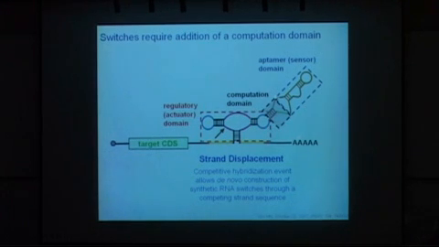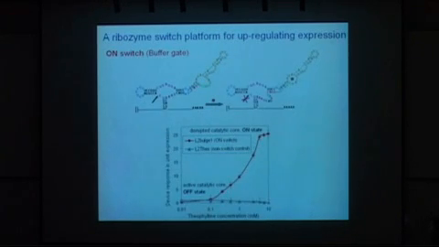By using this type of mechanism, it allows us to rationally or forward design the types of devices that I'm going to show you here today. So this was the first type of device that we built, and we would call this an on-switch or a buffer gate. An on-switch is basically going to take our input concentration, which is shown here on the x-axis of a response curve, and translate that to an increase in the device response.